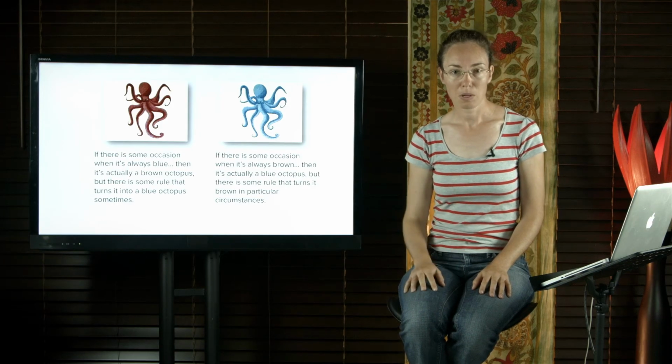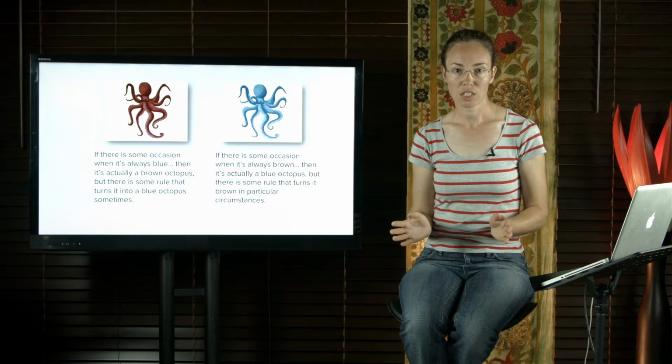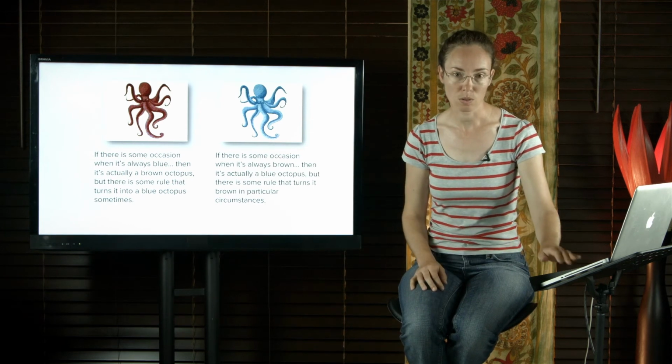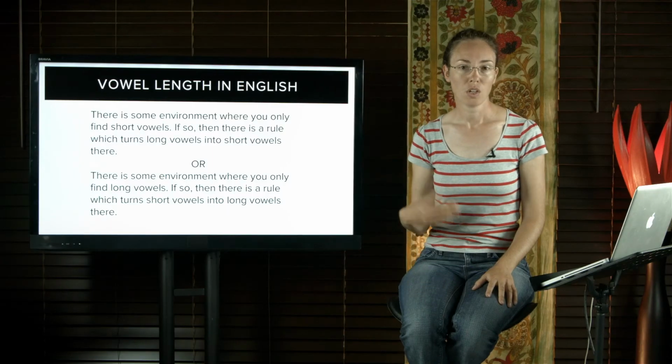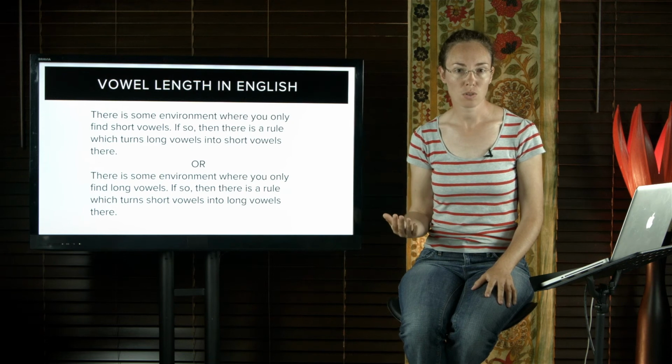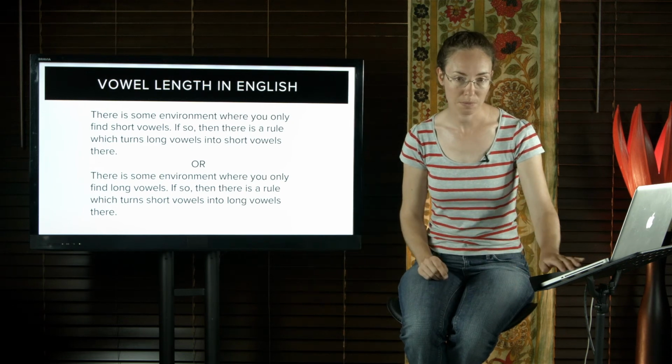So, getting back to our problem of long and short vowels in English, we want to see which of these is true. There is some environment where you only find short vowels, and if so, then there's a rule which turns long vowels into short vowels there. Or, there is some environment where you only find long vowels. If so, then there is a rule which turns short vowels into long vowels there. We're going to figure out which of these is true by following 4 steps.